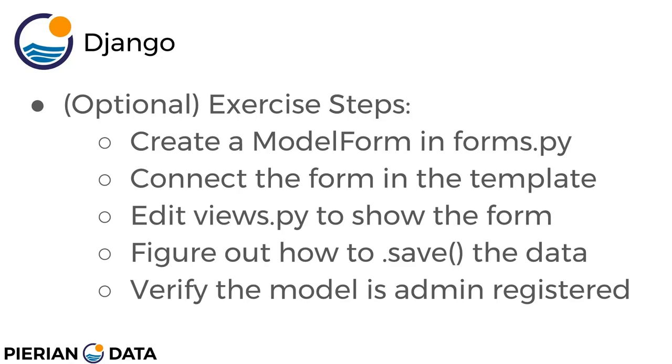Then you'll need to edit views.py to show the form and work with the form in case there's a post, and then you'll figure out how to save the data. That's something we didn't talk about in the previous lecture. So as an exercise, you'll have to look up in the documentation how to save the data. And the way I wrote save here is a really big hint on how to do it off the form. Once you figure that out, then just verify that the model is admin registered. So once you hit submit, you can log in as an administrator and see that the data is actually there inside the model.